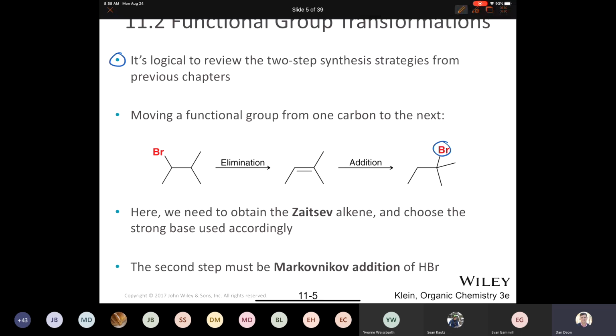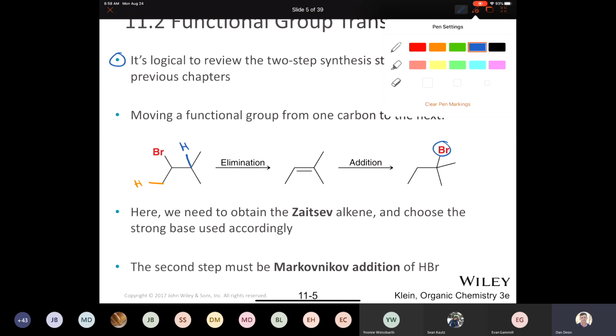You could eliminate this proton, that's a beta proton. Or you could eliminate this proton. If you were to choose potassium tert-butoxide, you'd eliminate the proton highlighted in orange. But if you choose sodium methoxide, you're going to eliminate the proton highlighted in blue, which is the proton that you want to eliminate. And then from there, you're doing the Markovnikov addition of HBr across that double bond.